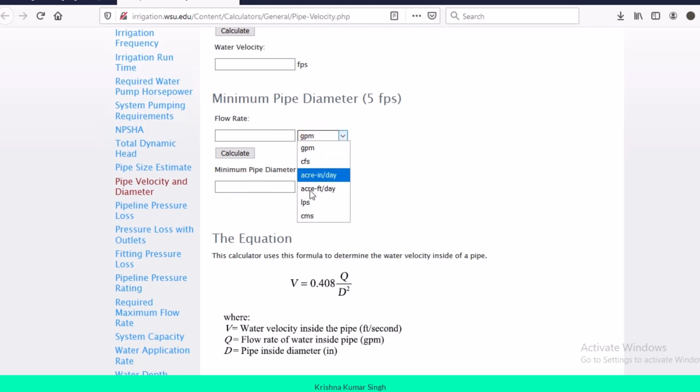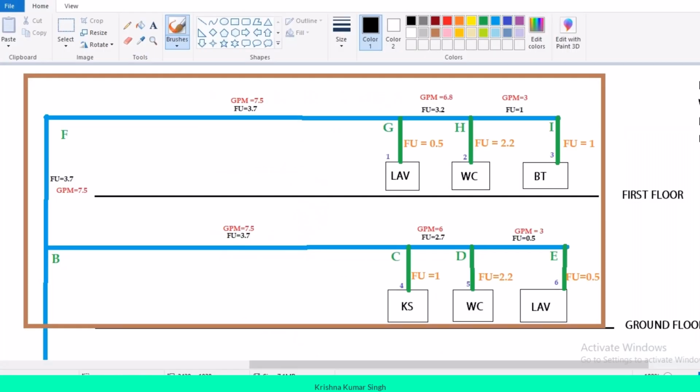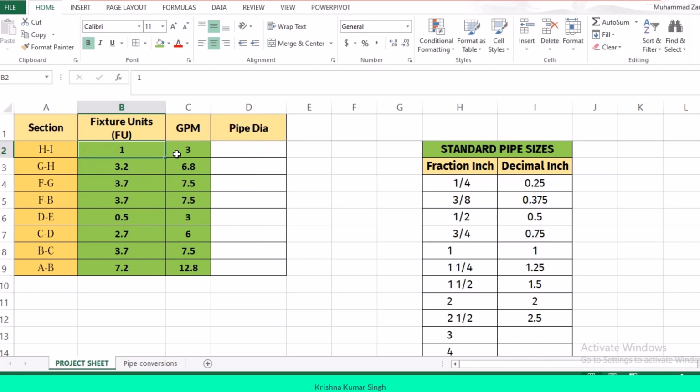From here you can select the unit. In our case we have GPM, and for diameter output you can select from millimeter, feet, inches, centimeter and meter. In our case we will select inches. Now open the project. HI section. Okay, we have developed the Excel sheet, we will use it from here. Easy for you. Okay, HI section has 3 GPM.